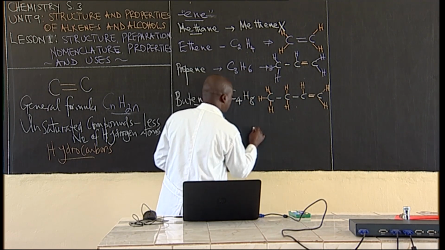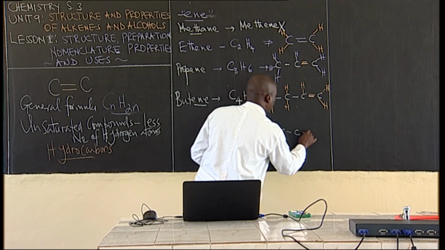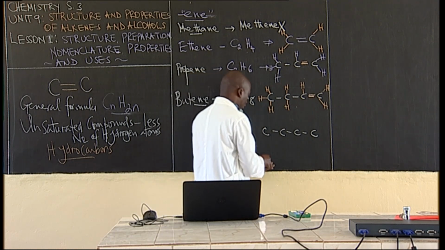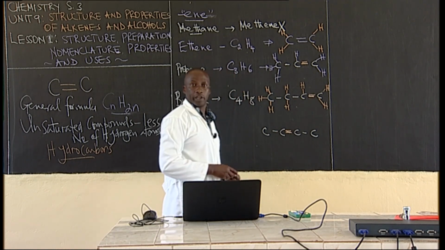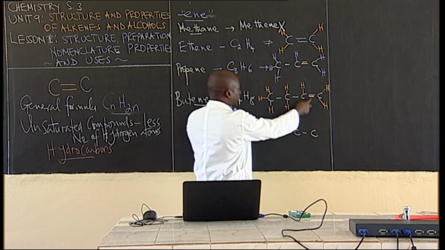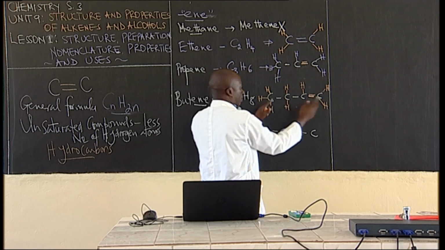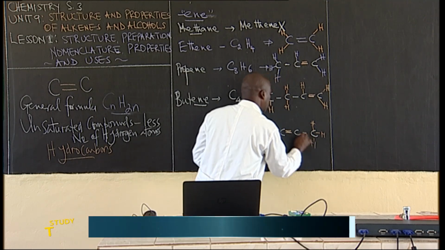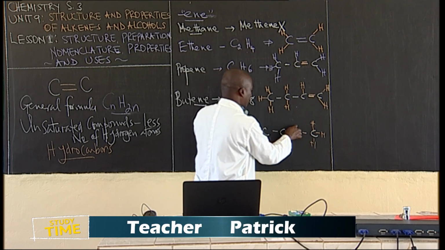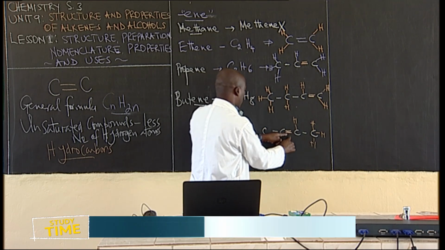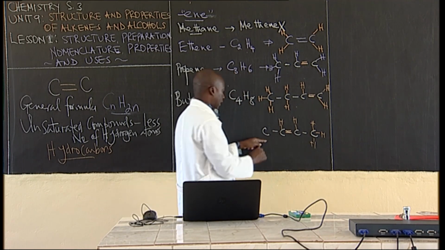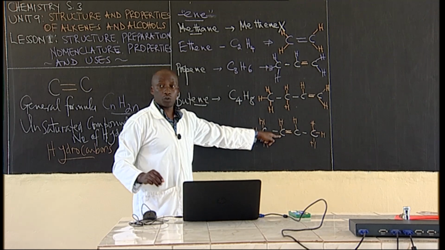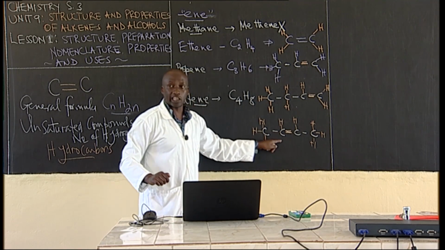If I have C like this, how many are these? 1, 2, 3, 4. If I change the position of the double bond and put it here, what will happen? I've changed from this now to this. The number of carbon atoms remains the same. So I put the hydrogen atoms. This is the hydrogen. How many are needed here? 1, 2, 3, 4. So I need only 1. How many are here? 1, 2, 3. So I put another one here, another one here, another one here. Remember, that is very important. You need to indicate this.